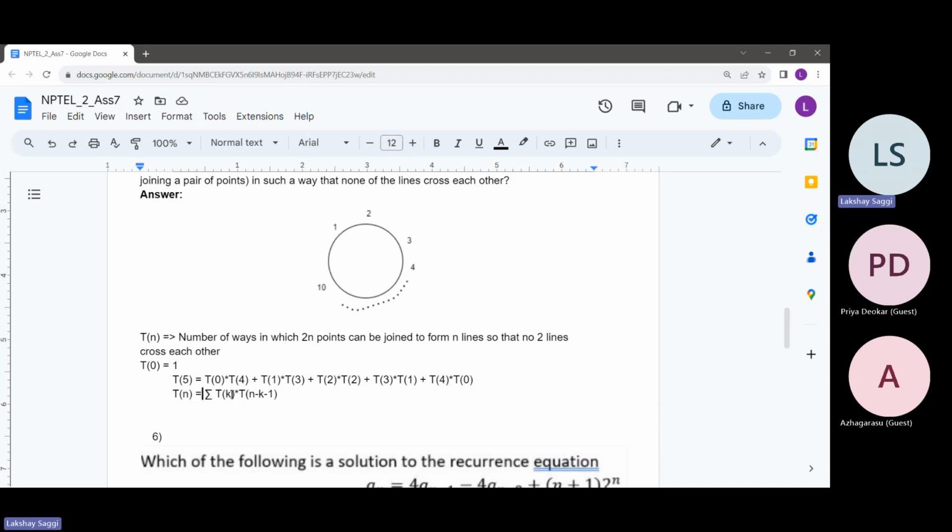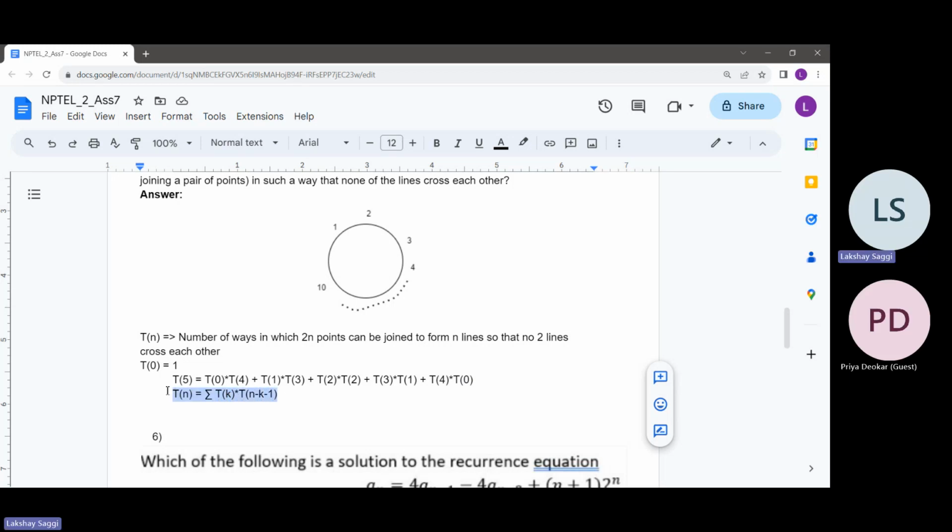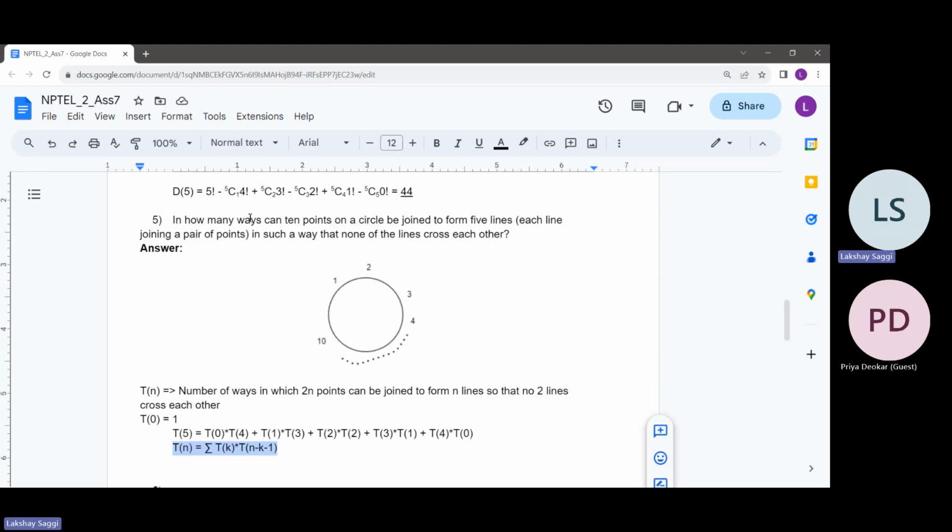You can see the bounds for k yourself, that it will be from 0 to n minus 1. It doesn't matter much. So this will be a recursive relation for general n for this problem. Suppose it was not 10 points but n points: how many ways can n points on a circle be joined? This will be the number of ways in which n points can be joined.